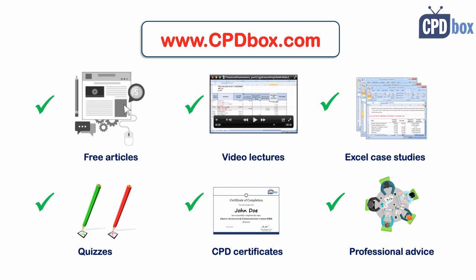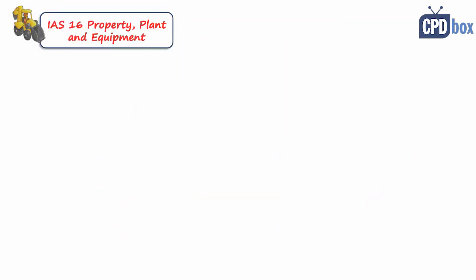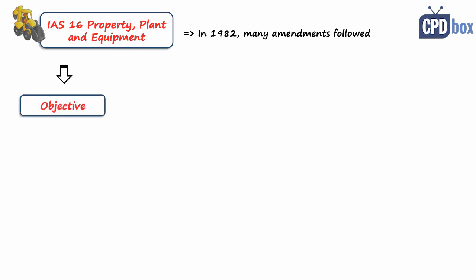So IAS 16 Property, Plant and Equipment is quite an old standard, issued in 1982 for the first time, with many later amendments and improvements. Its main objective is to prescribe the accounting for items of property, plant and equipment, and I would say that there are two main issues with PPE.